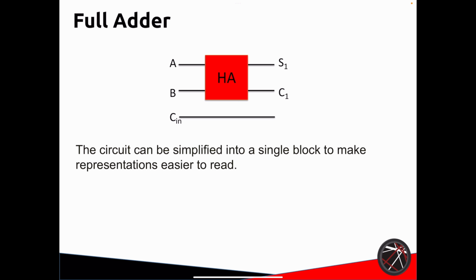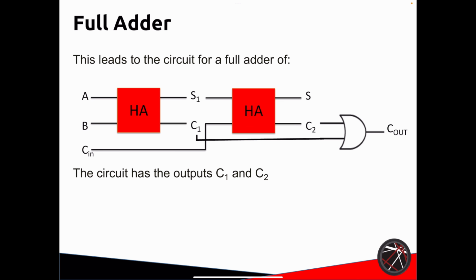What we can do is simplify this into a layout like this. You could argue that this doesn't help us much because we now don't know what the gates are inside. But it does mean we can represent and show this in an easier way. Therefore, if we were asked to draw this in an exam, we would simply draw out the two half adders together with the OR gate, and that would be appropriate for an answer.